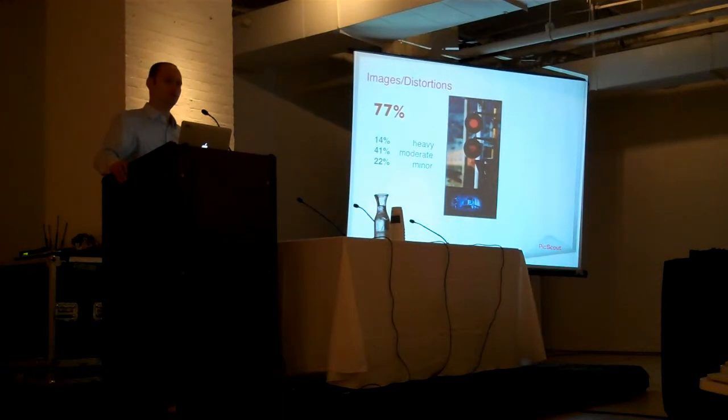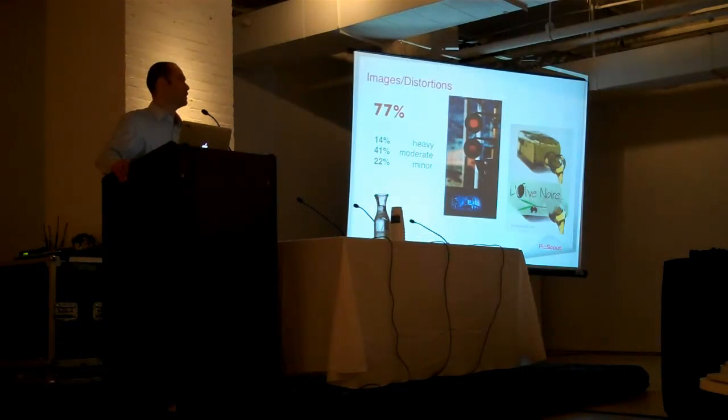About 41% are moderate. By moderate, I mean something like that: two objects being collaged or text being applied, big crops, and other alterations. So really, without image recognition, it's really hard to find those instances on the web. The remaining 22% have minor changes, and the minor changes are slight crops and maybe compressions and things like that.